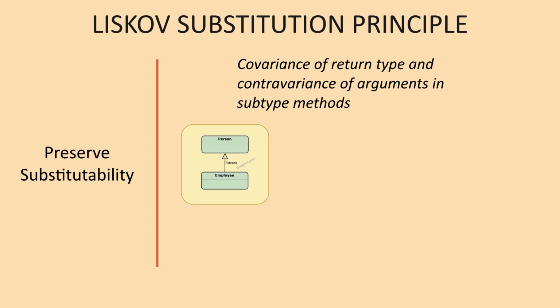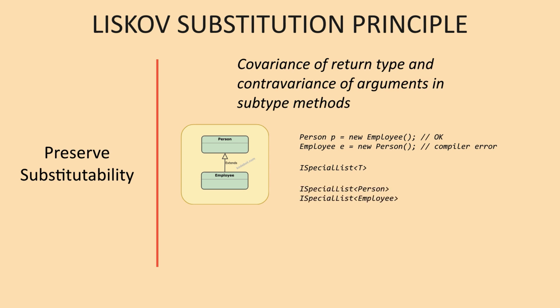Let's say we have a base class called person. We have another class called employee, which is derived from person. In general, we can assign object of employee to type person, but assigning object of person to type employee is not allowed. This is not true by default for generic types like ISpecialist of T. We cannot assign object of ISpecialist of employee to type ISpecialist of person or vice versa.